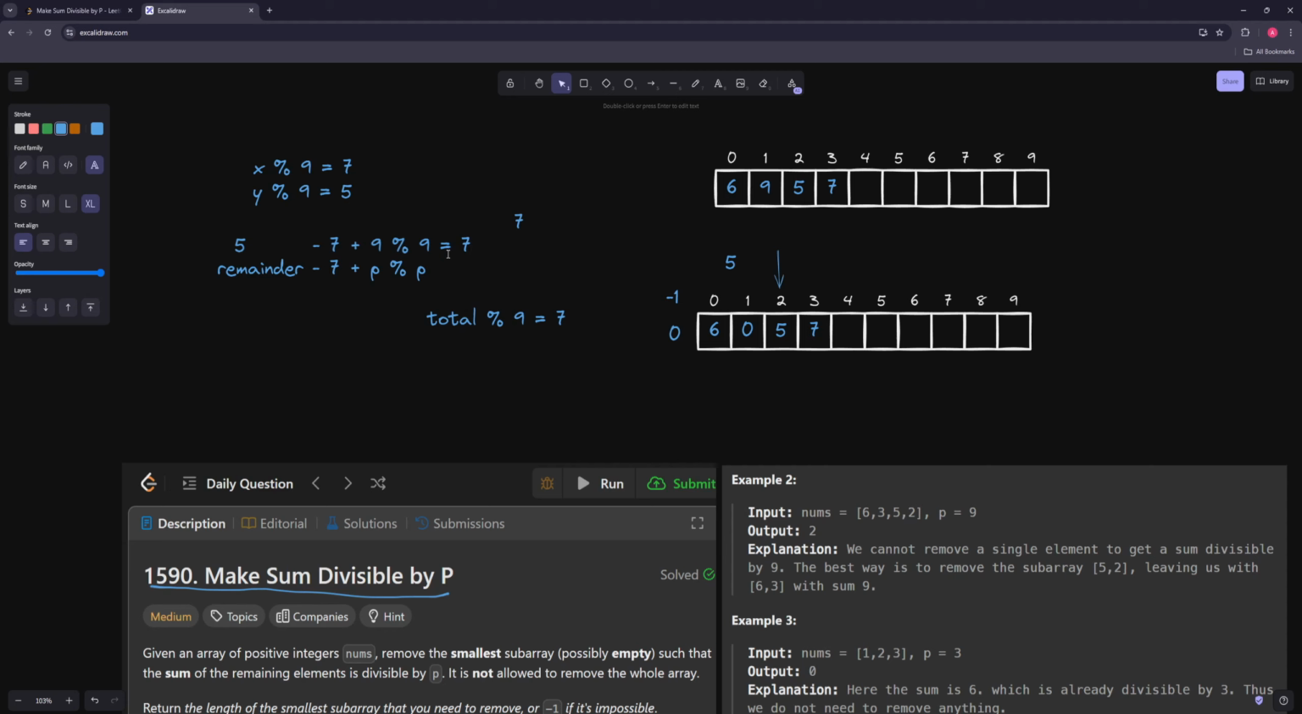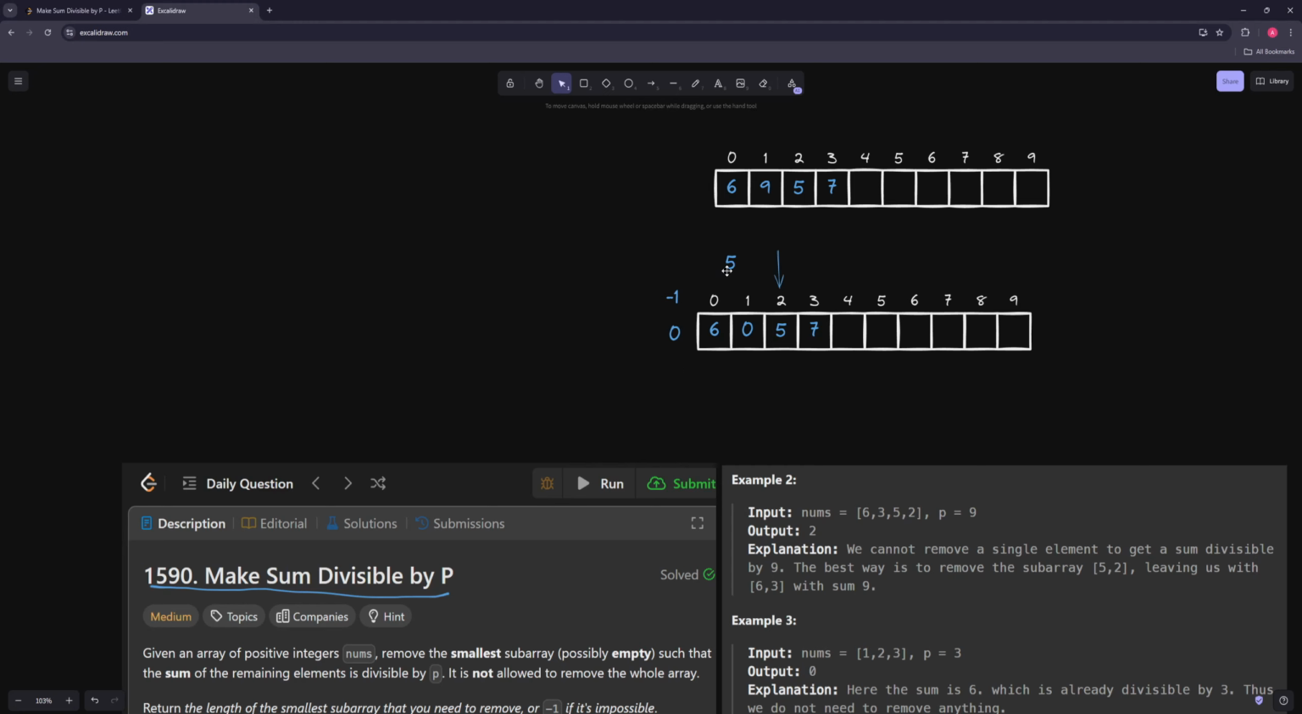So that's the number we're looking for. So hopefully that makes sense. Like, if you have one remainder, what's the other remainder you need to look for? And if you have a 5 and you had a 7, that subarray between those has to have remainder 7, and then we can get rid of that.